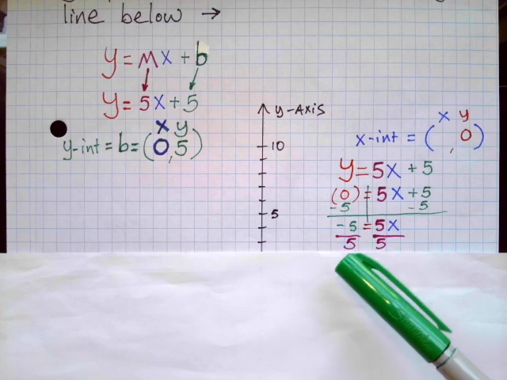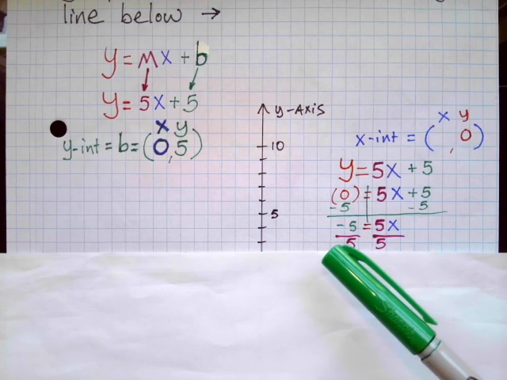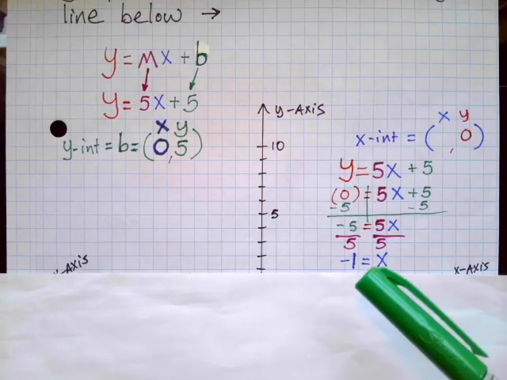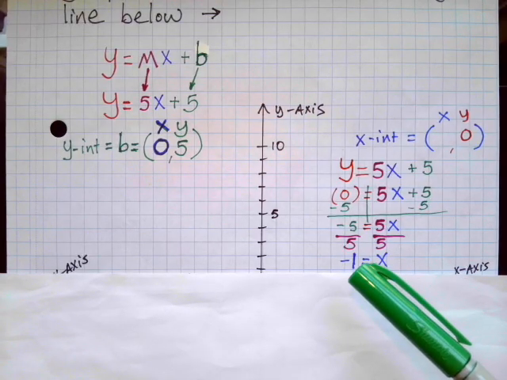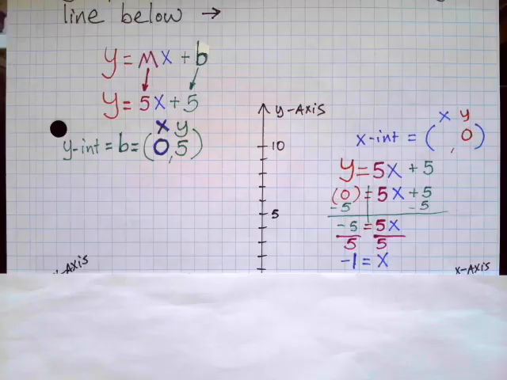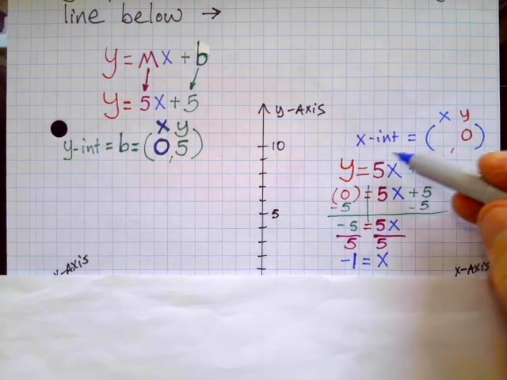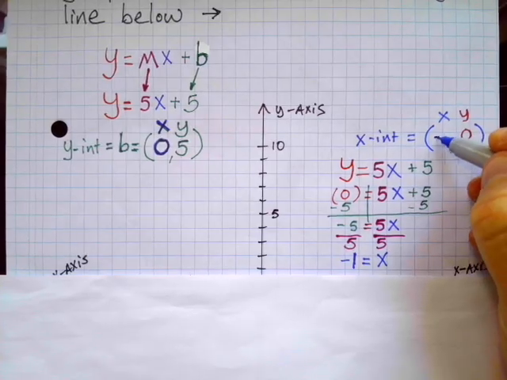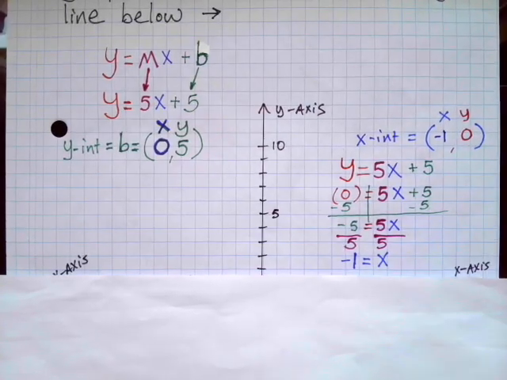5 divided by 5 is 1. I have 1 negative, 1 positive. That means this will be a negative 1 value. So x equals negative 1. So my x-intercept, my x value, will be a negative 1.